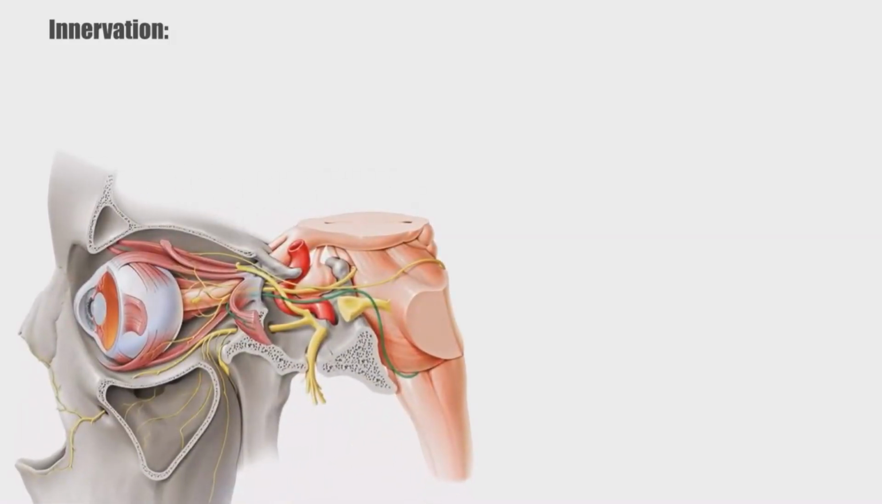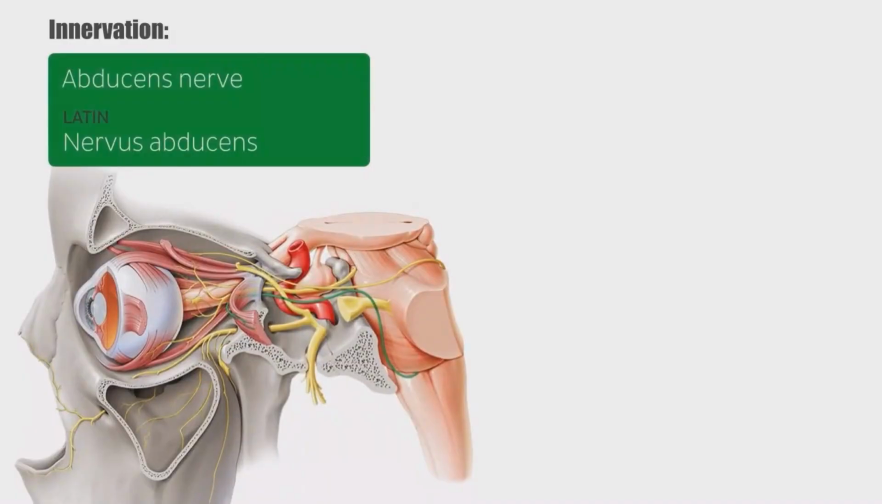Nerve supply to the lateral rectus muscle is derived from the 6th cranial nerve, the abducens nerve. In the image, the abducens nerve is highlighted in green and shown on the medial surface of the reflected lateral rectus muscle.